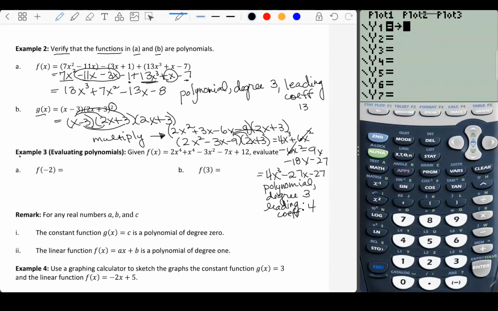Now I'm going to evaluate. We have solved example 3 before, where we evaluate polynomials. So I'm just going to leave that, and in the next video you'll see the answer to those when you plug a -2 into f of x and plug a 3 into f of x. And you can certainly use your calculator and go through and find the answers to those. So we're going to stop the video here and start up on our remarks and example 4 in our next video.